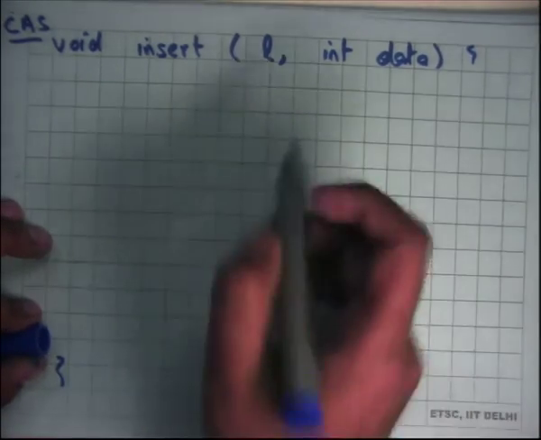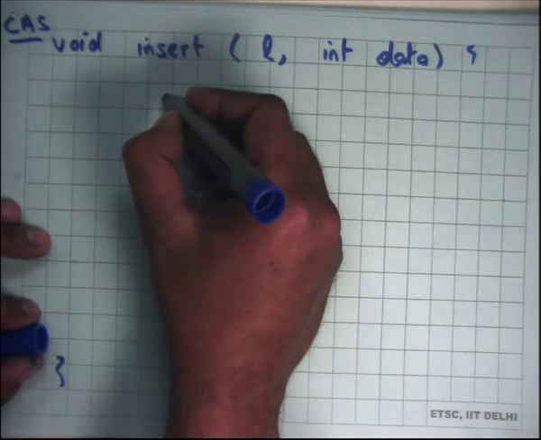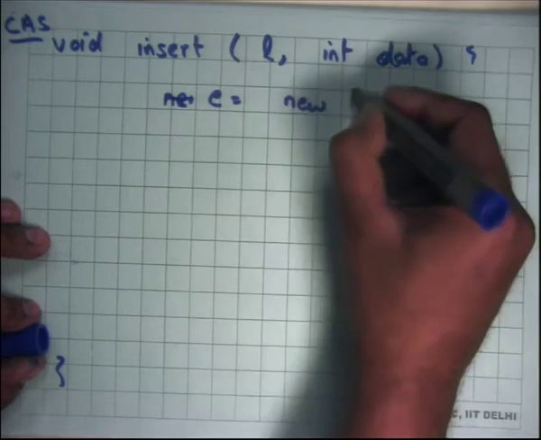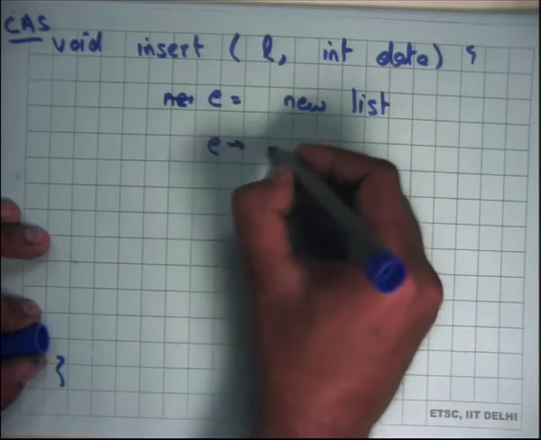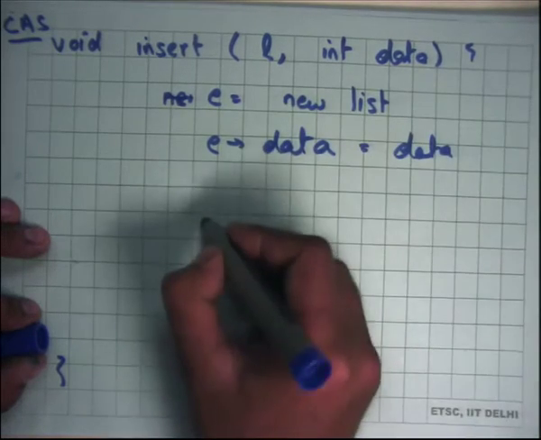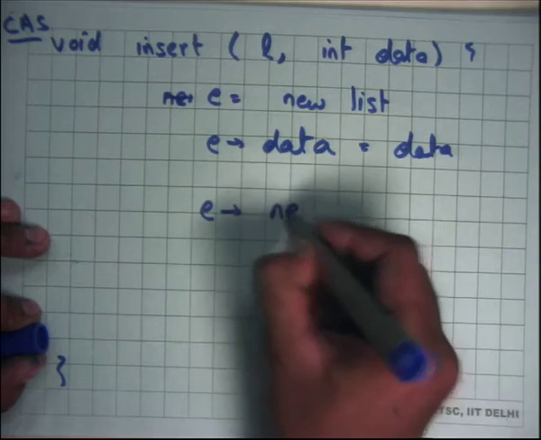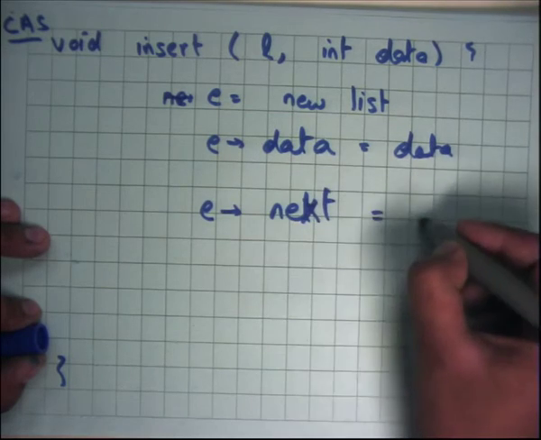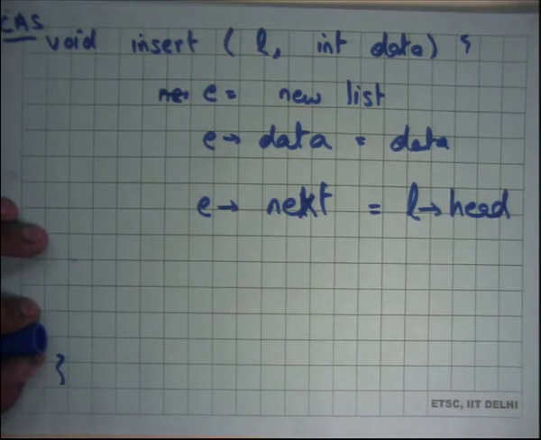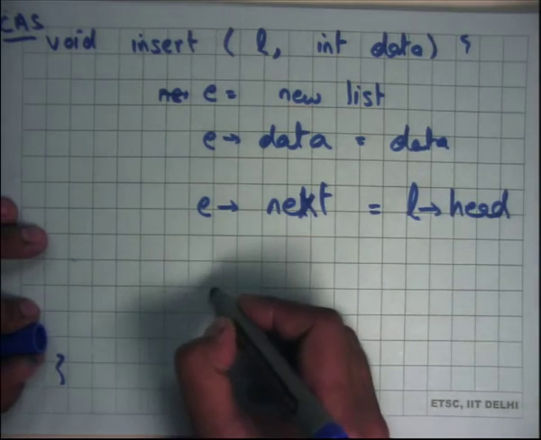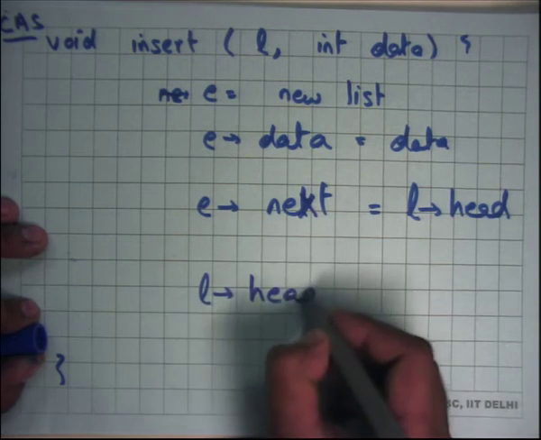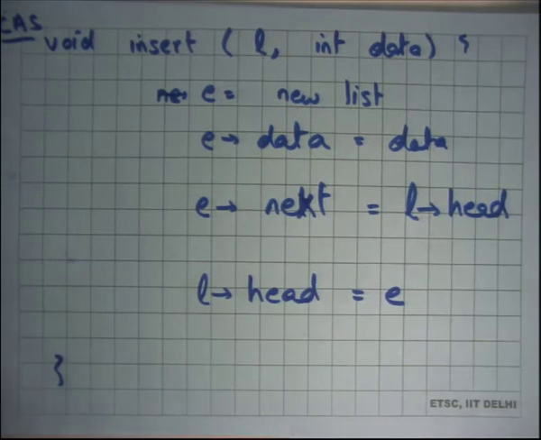So how can I do this? Well, I can say, let's see, new, let's say E is equal to new list, E.data is equal to data, and then I say E.next is equal to list.head, right, and finally I'm going to say list.head is equal to E, right. Recall that was my code, list.head is equal to E, right.